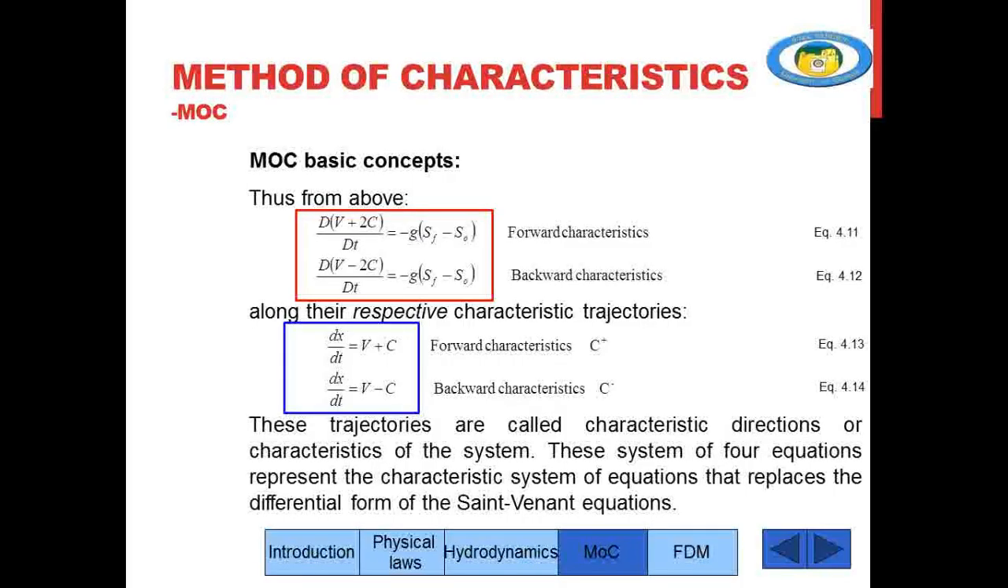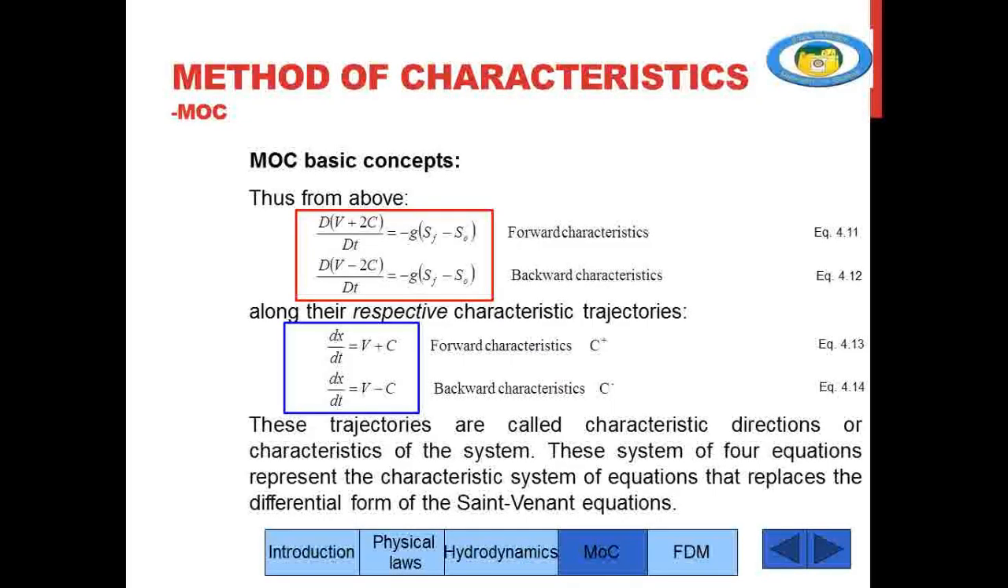So there are two pairs of characteristics directions. The forward characteristics, typically labeled as C plus. The backward characteristics, which is typically labeled as C minus. So you can see the total derivative d v plus 2c dt.